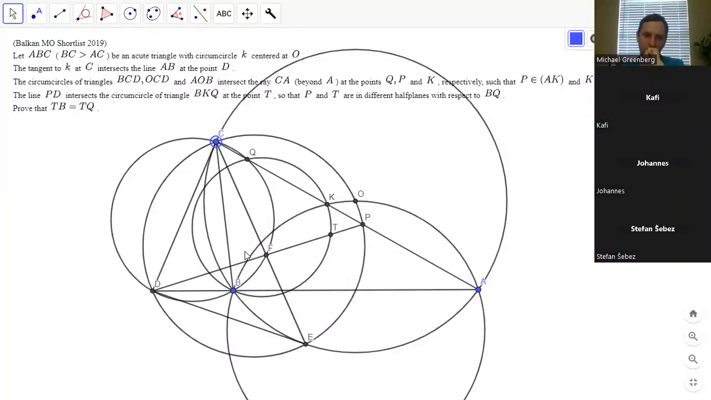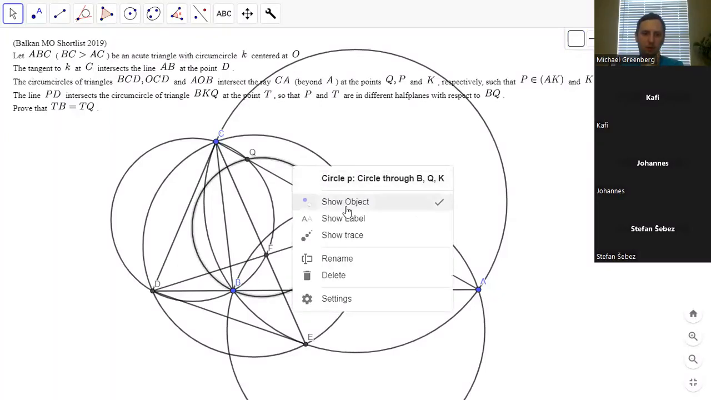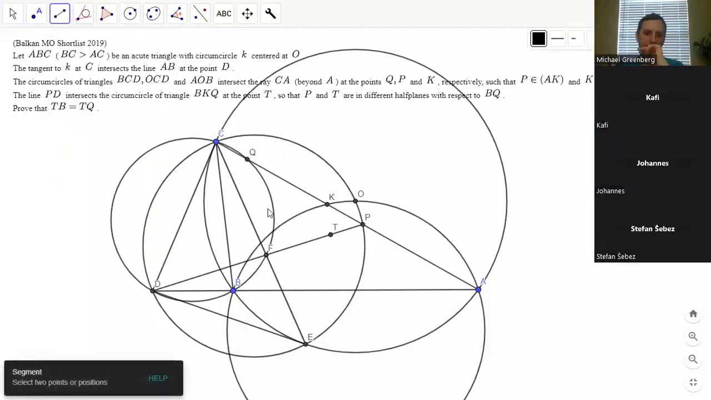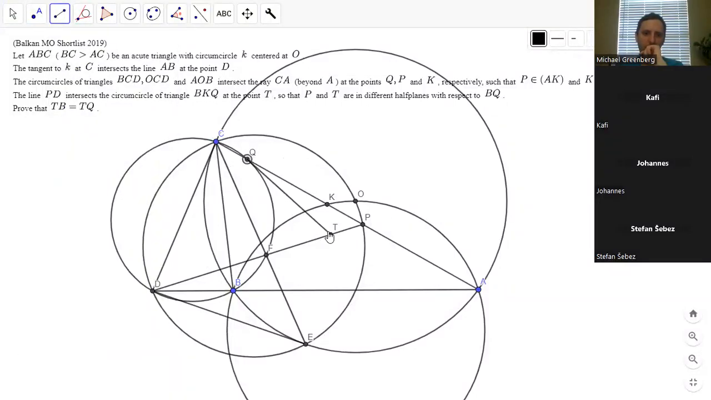So yeah, we can characterize that point T on line PD. So we can say T is the intersection of those two tangents. And then we want to show that we have that cyclic quadrilateral BQKT. Okay, so we can define T prime to be this point. But to be honest, this now looks just like an angle chase. Yeah, I agree.